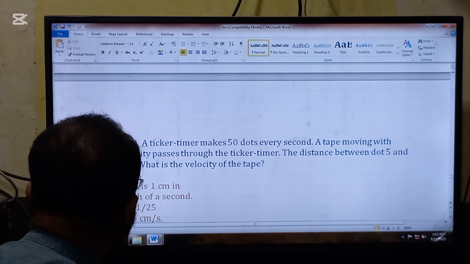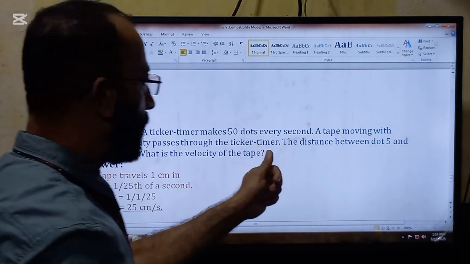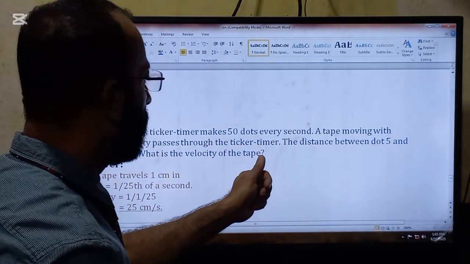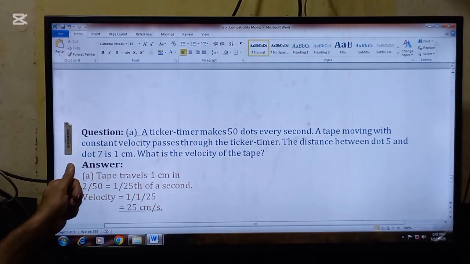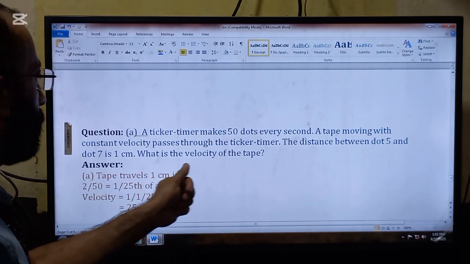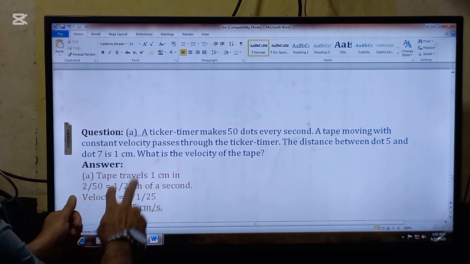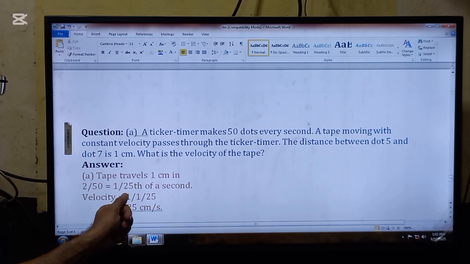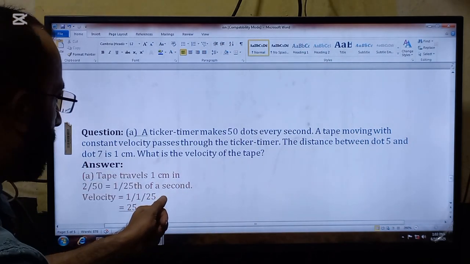Okay, moving ahead. The last question is, a ticker timer makes 50 dots every second. A tape moving with constant velocity passes through the ticker timer. The distance between dot 5 and dot 7 is 1 centimeter. So between dot 5 and dot 7 there will be actually 2 dots. What is the velocity of the tape? So the tape travels 1 centimeter in, because 2 dots are put, 2 by 50, so 1 by 25th second is taken from 5th to 7th.